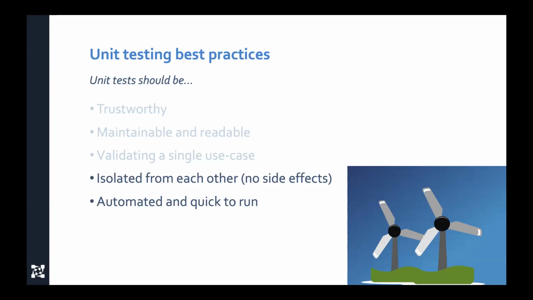Another really good practice is to use a minimized number of assertions. And this is part of verifying a single use case. Some people even recommend just one assertion per test, which I find to be a little bit too restrictive. There are cases where you might need a few more, but the idea there is to focus a specific test on validating only what is needed for the specific use case that that test is for.